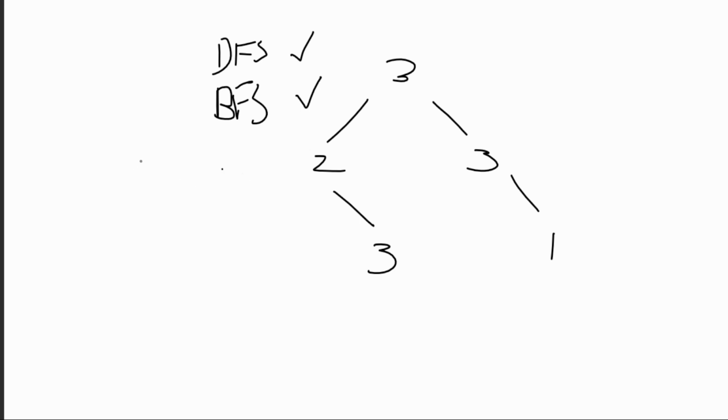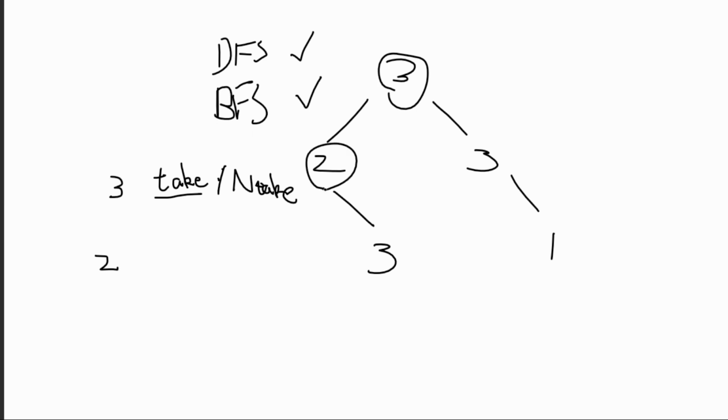Why? Here's an example. We have root 3, and we have the option of take or not take. Say we take, then we will call upon our child 2. So before it was 3, now we're going to call upon child 2. Actually, 2 has no option. Since 3 is taken, 2 will be not take, and then it will call its child 3.